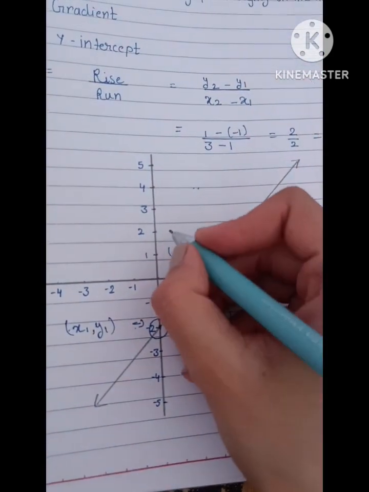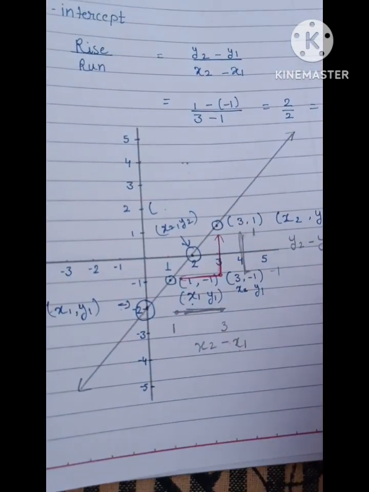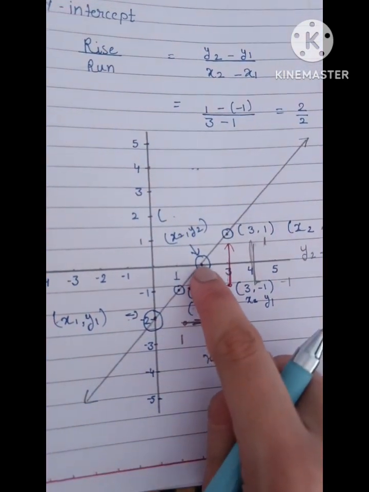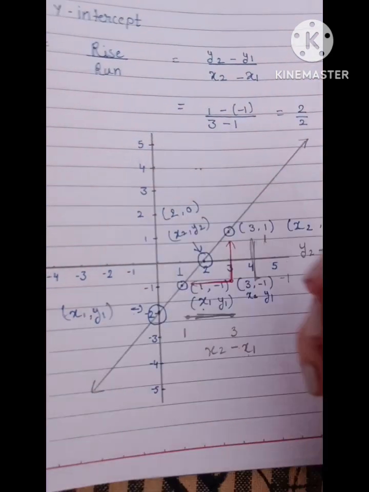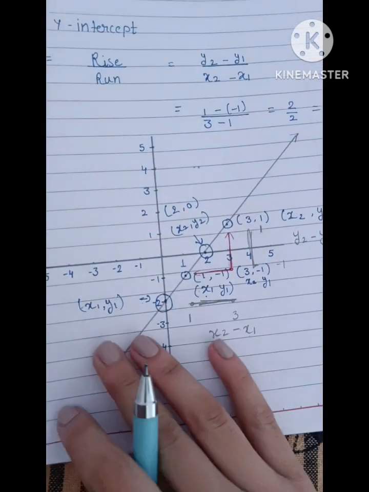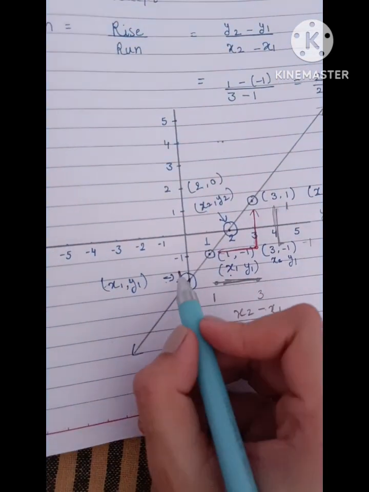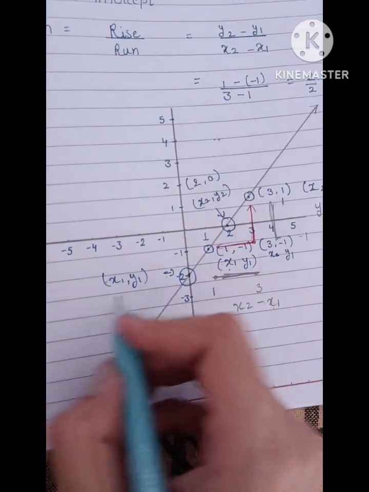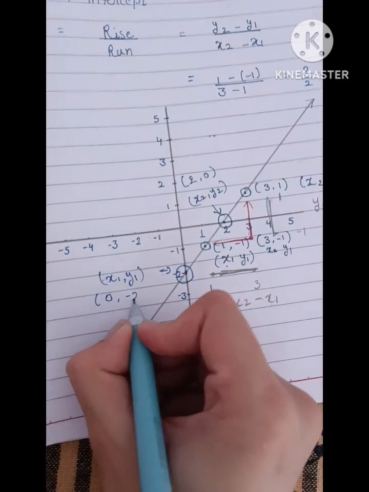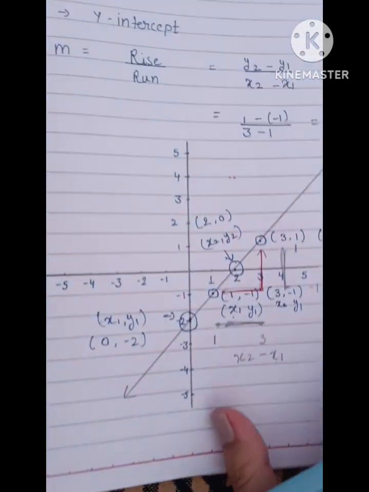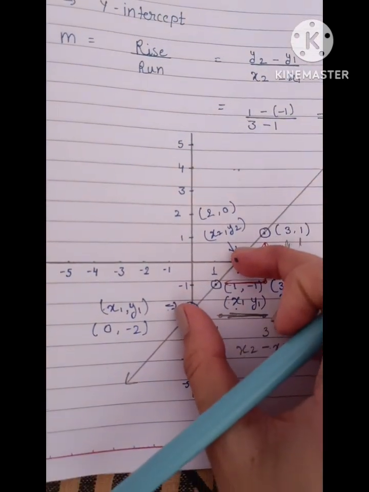Now the values of my x2, y2 are 2 and 0. Remember to write the ordered pair in order, otherwise everything would be ruined. And my x1, y1 are 0, minus 2. Now let's check whether we get the same answer with these 2 points or not.